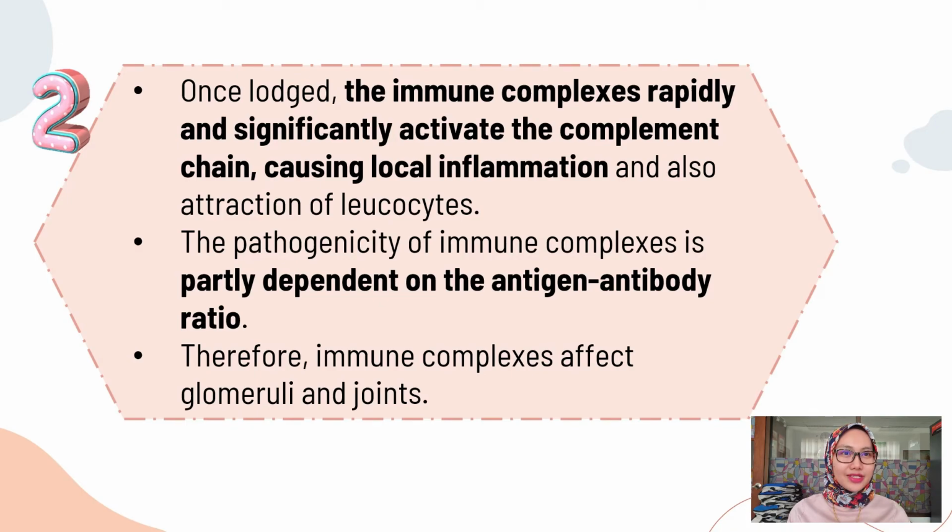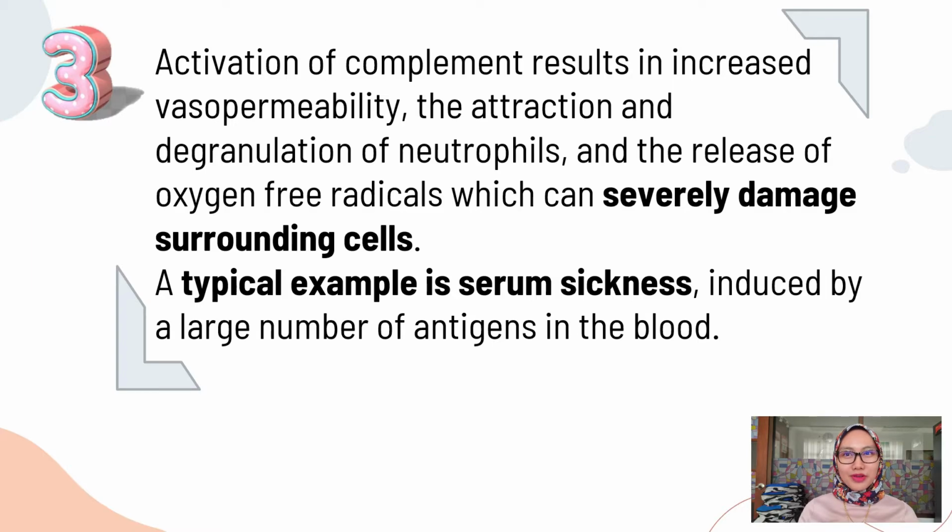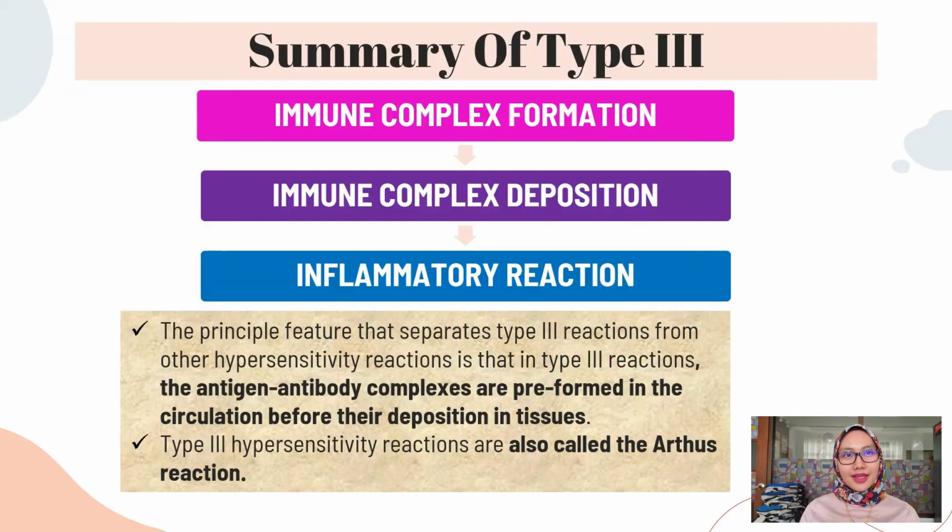Therefore, immune complex affect glomeruli and joints. Activation of complement results in increased vasopermeability, the attraction and degranulation of neutrophils, and the release of oxygen-free radicals, which can severely damage surrounding cells. A typical example is serum sickness, induced by a large number of antigens in the blood.